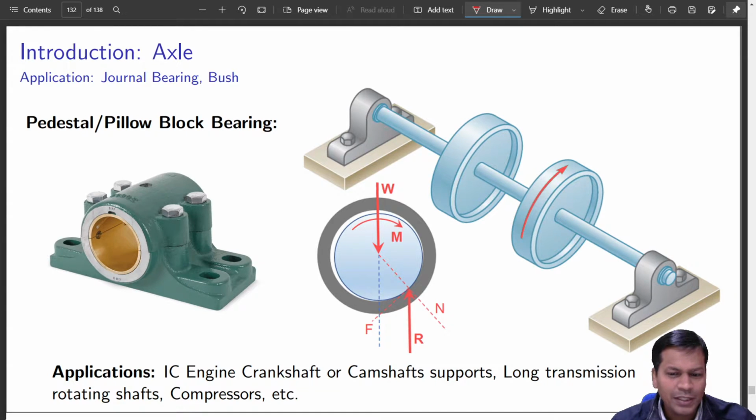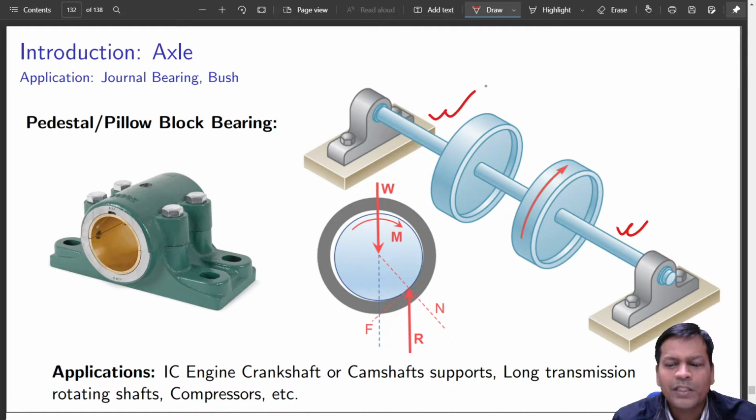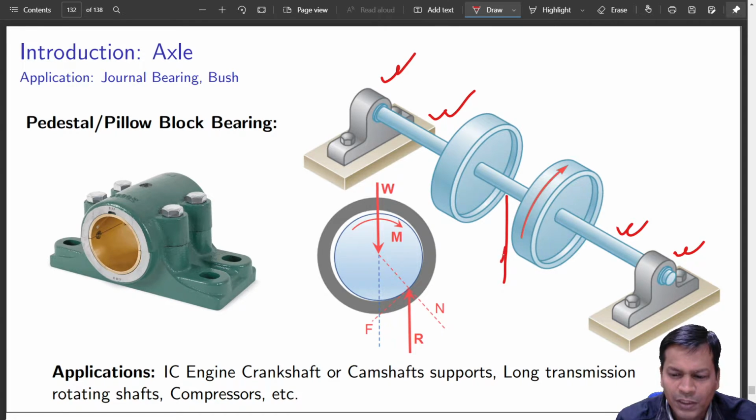Now there is another type of bearing which is known as an axle bearing. This is a pedestal bearing or a pillow block bearing. It is used to transmit loads from the shaft, intermediate loads of the shaft. If this shaft is going to be very long, you don't just need supports at the ends, you may also need supports somewhere in between, is it not? So that it doesn't sag. So that is the reason it is there.